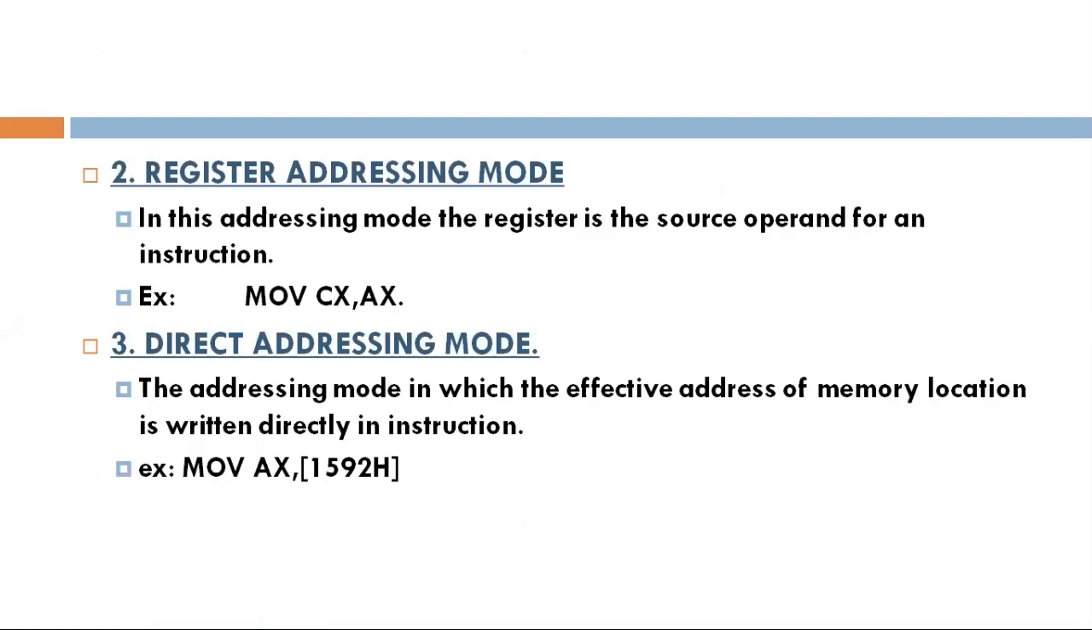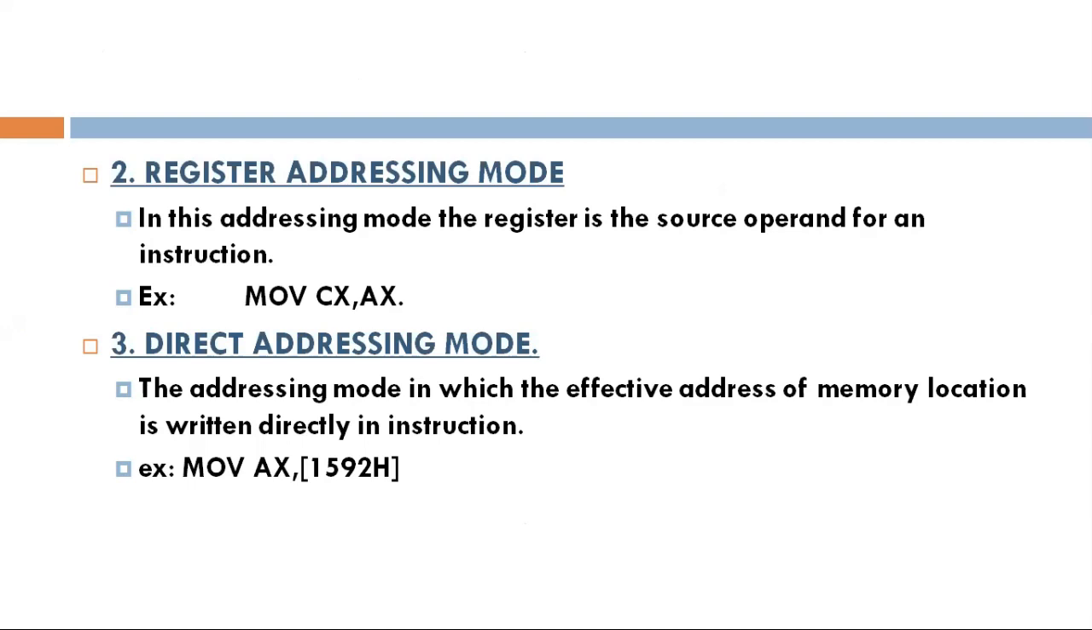Second, register addressing mode. In this addressing mode, the register is the source operand for an instruction. MOV CX, AX. Here the AX value we are moving into the CX register.